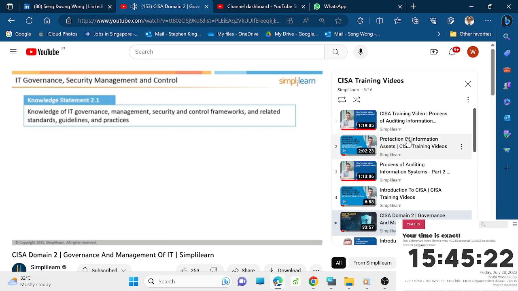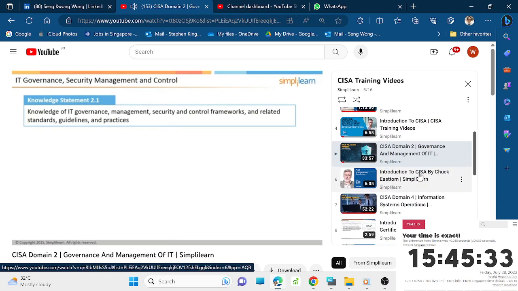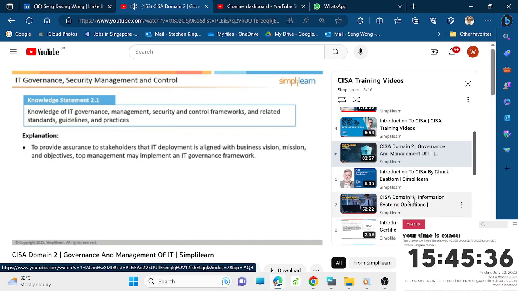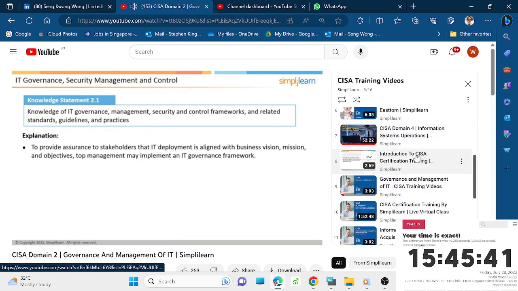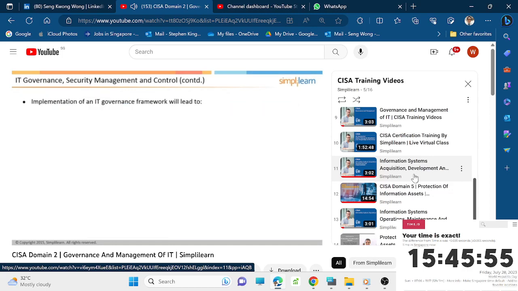The key knowledge statement is that a CISA candidate must understand IT governance, management, security, and control frameworks and related standards, guidelines, and practices. Top management will provide assurance to stakeholders that IT deployment is aligned with business vision, mission, and objectives by implementing an IT governance framework. A governance framework will comprise strategic alignment, value delivery, risk management, resource management, and performance measurement. We will continue to learn about IT governance, security management, and control frameworks in this screen.